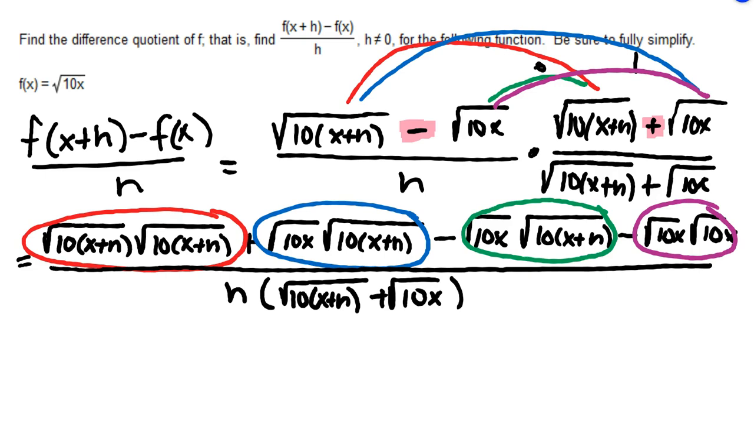So now I have a lot of simplifying to do. In the middle here I have a positive square root of 10x times square root of 10 times (x plus h), and then a negative square root of 10x times square root of 10 times (x plus h). So these two terms in the middle will cancel each other out.